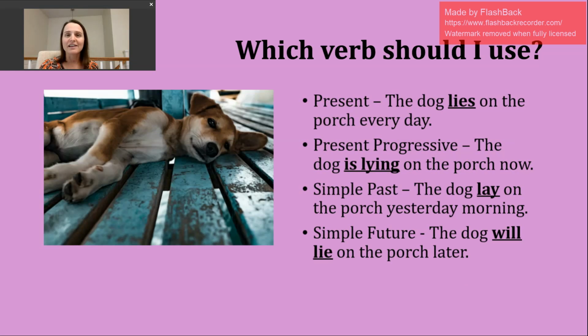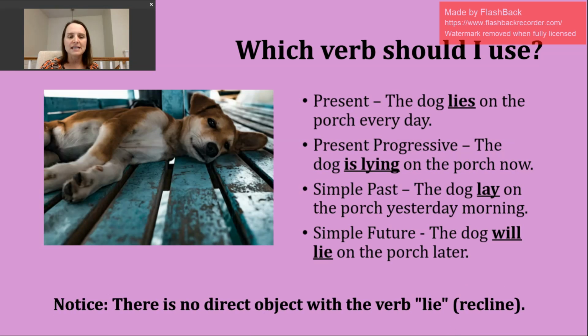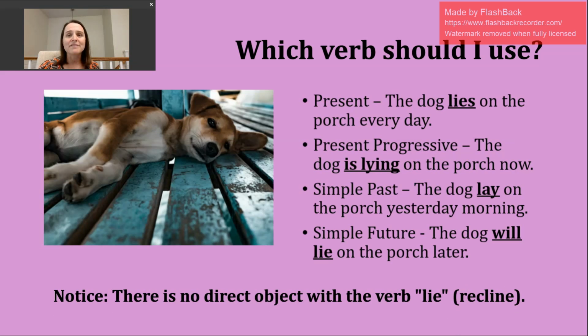Okay, so the dog will recline. And what I think is maybe helpful for us to notice with all of these sentences is that we don't have a direct object with the verb lie, right? After our verb, we do have the phrase on the porch, and that's to describe where this is occurring, but it is not receiving the action here. So it's not our direct object.